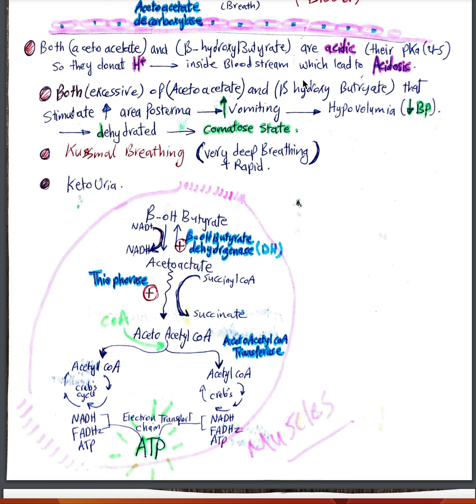The first one stimulates the postrema, and that leads to vomiting, and that leads to hypovolemia and dehydration, and finally leads to coma. Or the acidosis also inhibits the neurotransmitters, that's why the patient is confused and then comes to us in a coma.